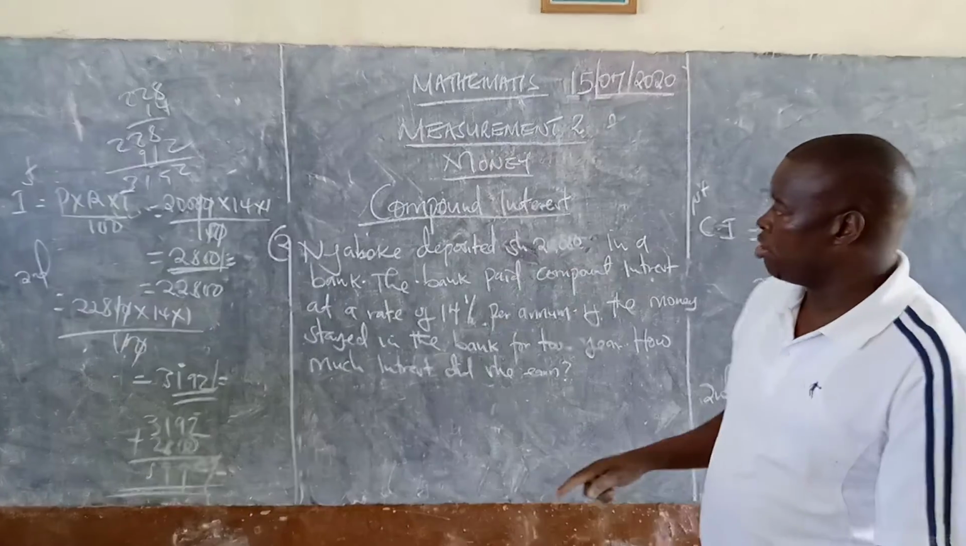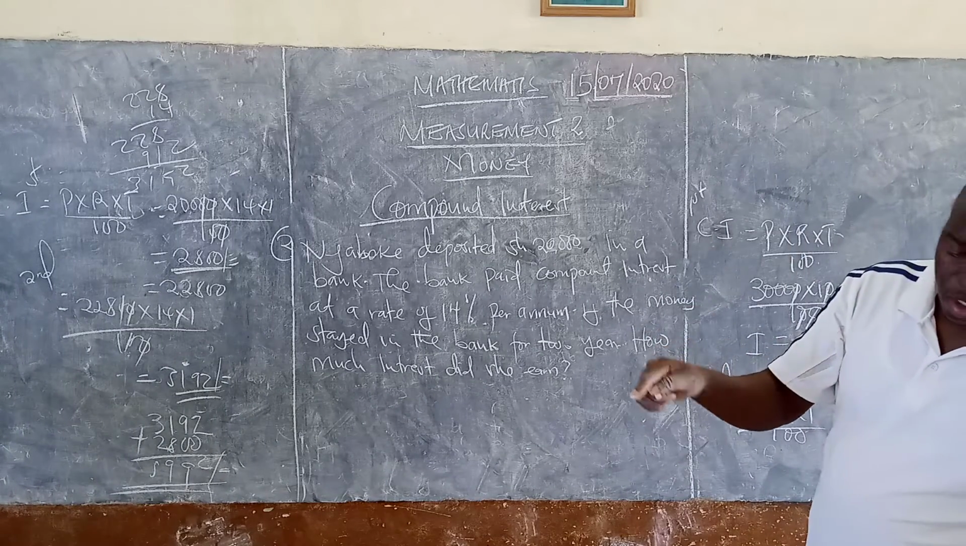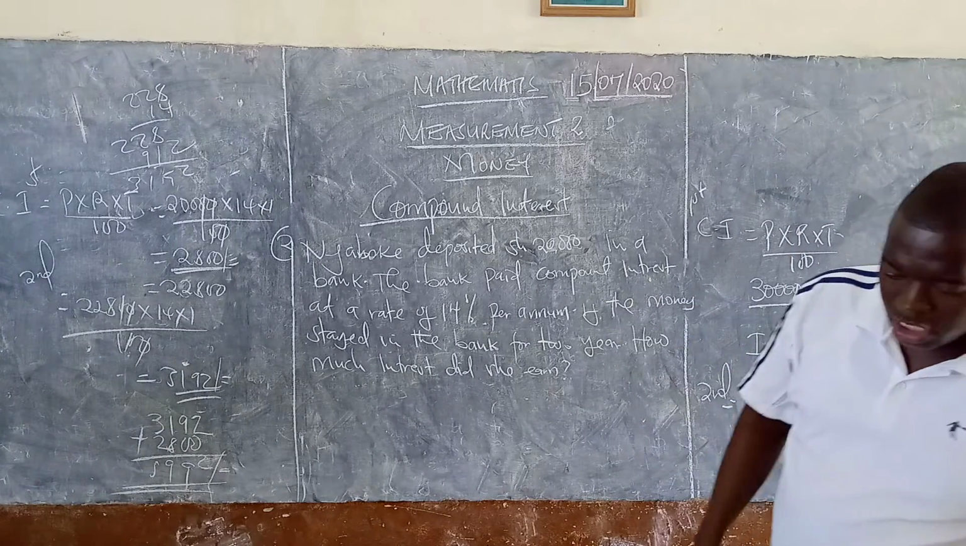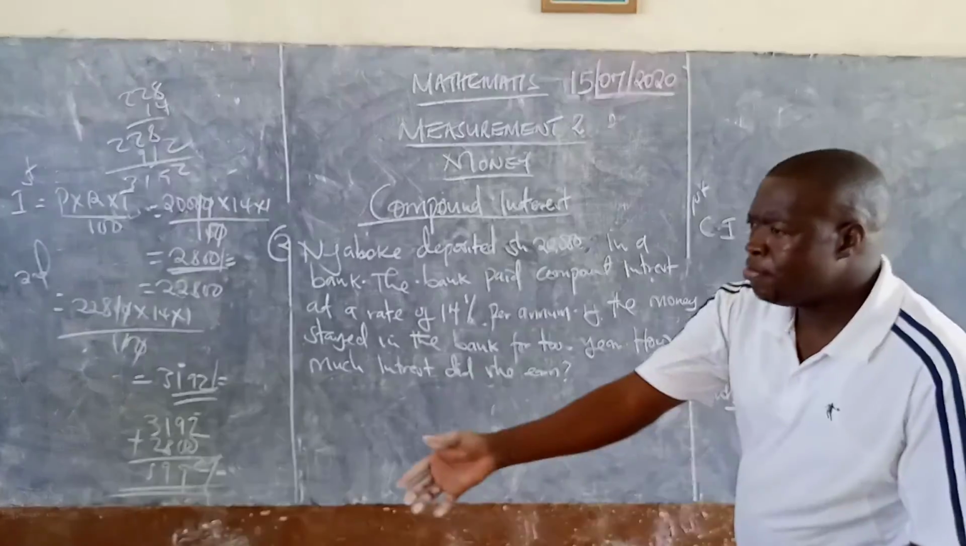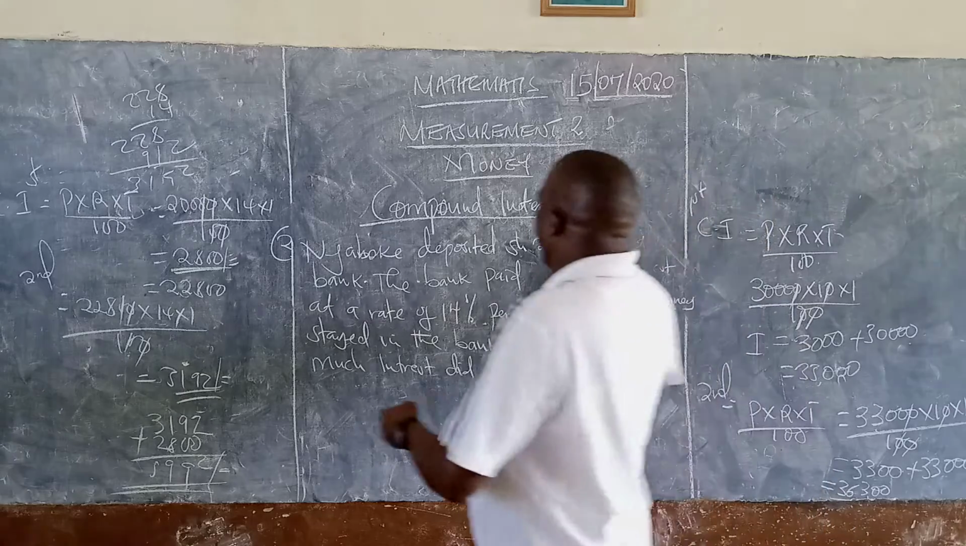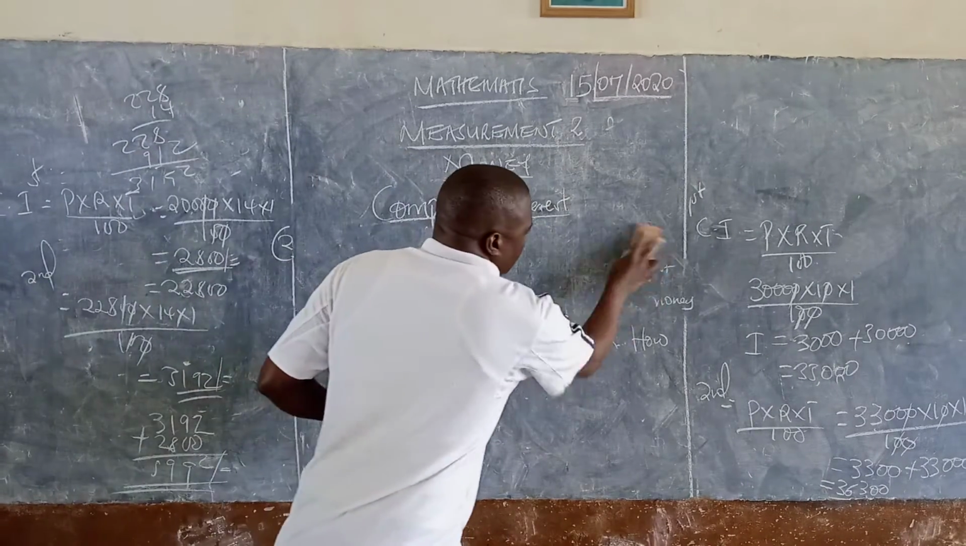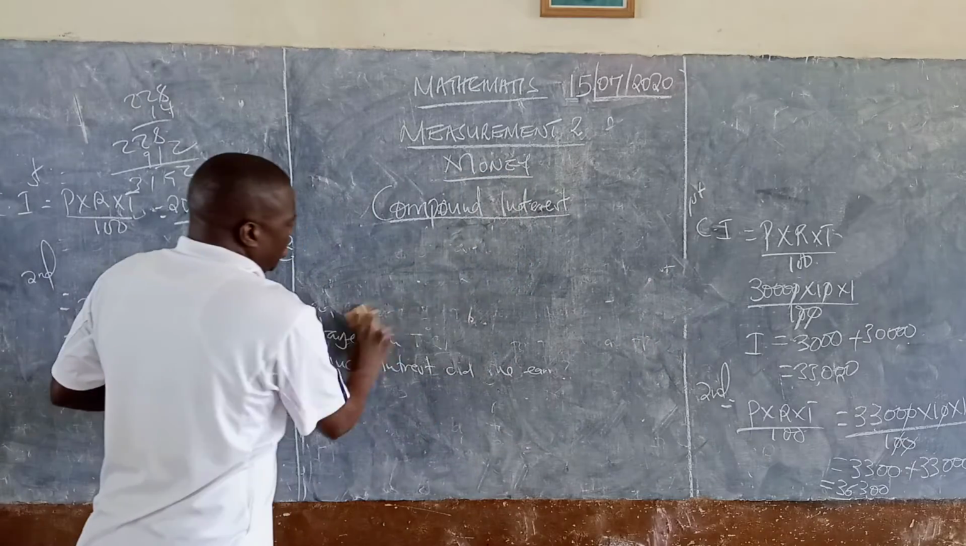So the first and the second, of course, we have looked at money being deposited. So the third example, I want us to look at now the money being borrowed. Now you're borrowing the money from the bank. Let's see what happens when you borrow money from the bank.